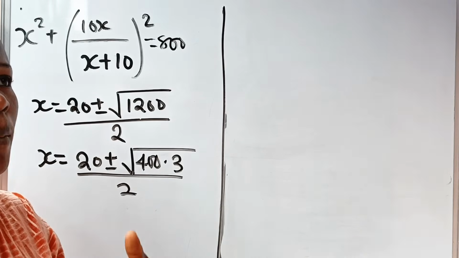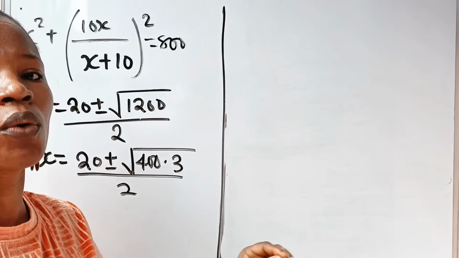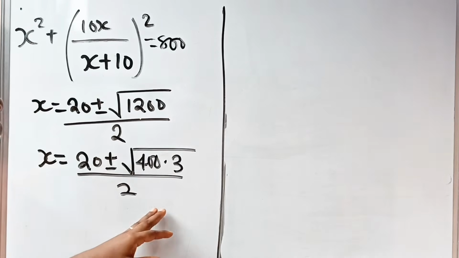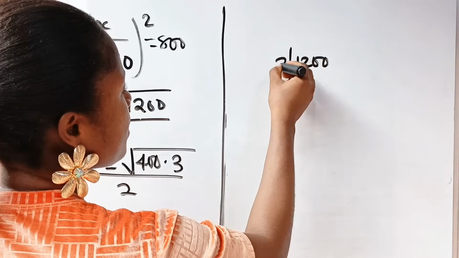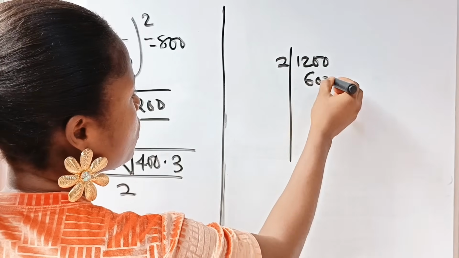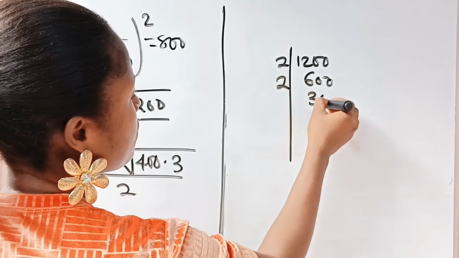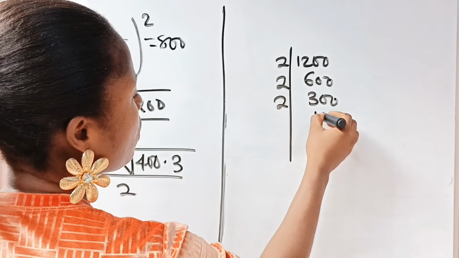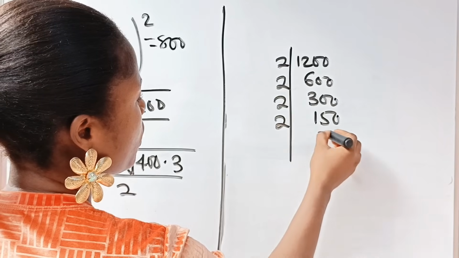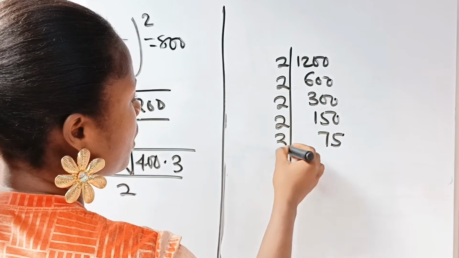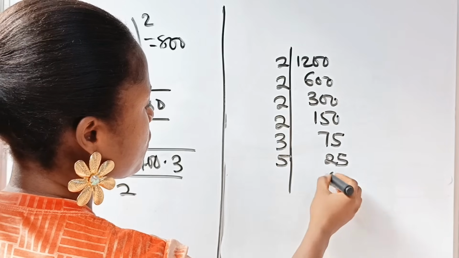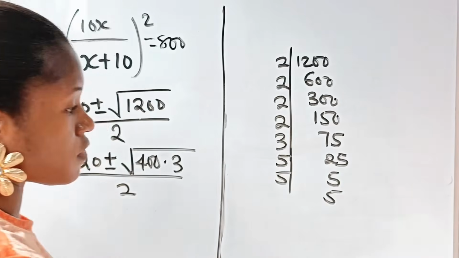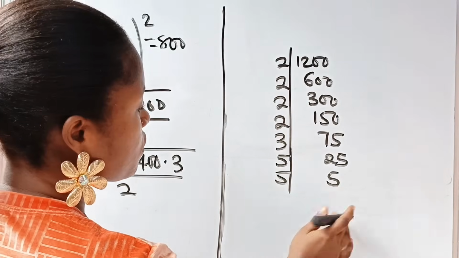But what if it's a number that you can't immediately tell how to factorize? This is what you will do. We have 1200. You divide with the smallest factor, which is 2, to get 600. 2 again will give us 300. 2 again will give us 150. 2 will give us 75. 3 will give us 25. Then 5 will give us 5. 5 will give us 1.